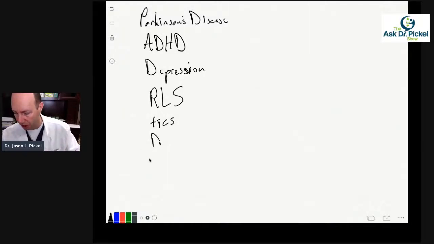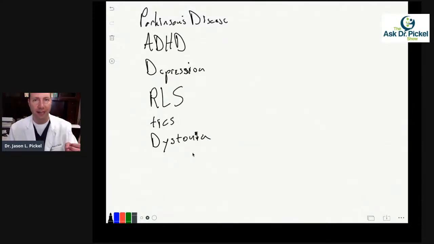There's another condition called dystonia. I'm not going to get into the details of that now, but you can always look that up and find out more about dystonia, because it can really cause a lot of problems. It can be very severe too, and really affect people's health.